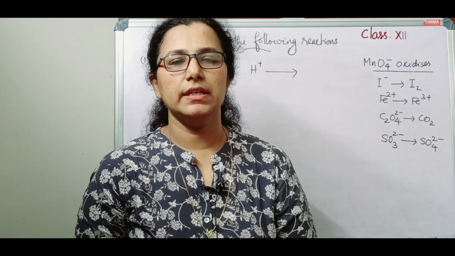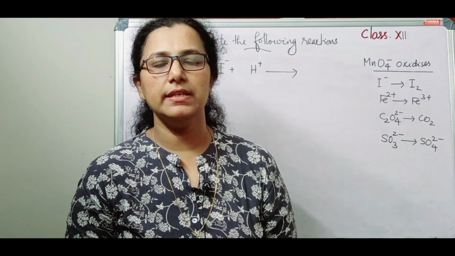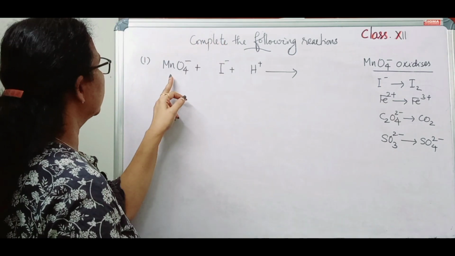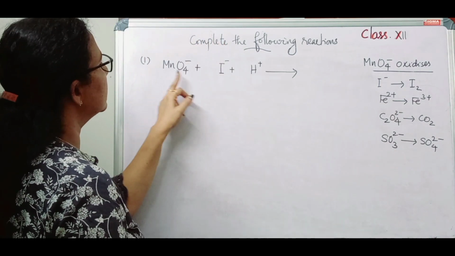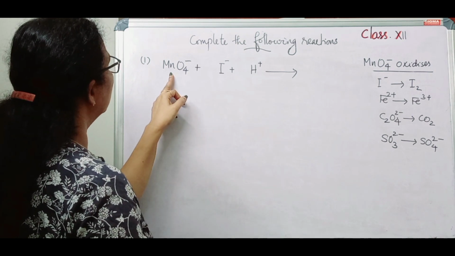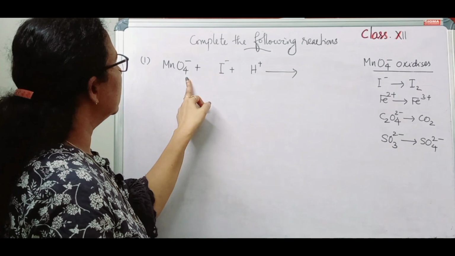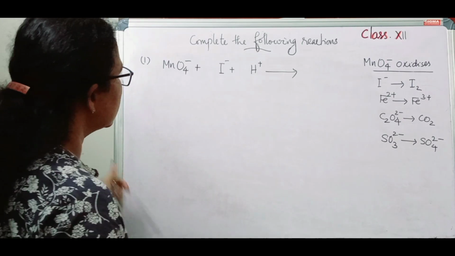Hello students, let's learn how to complete and balance a redox reaction. Look at this equation. This is an example. Complete this equation: MnO4 minus plus I minus plus H plus. We will complete this equation and balance it.